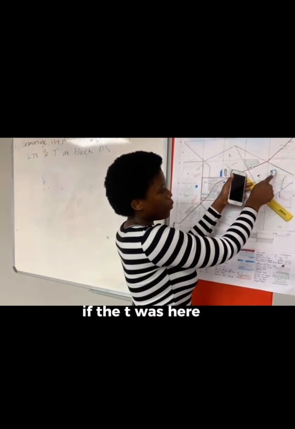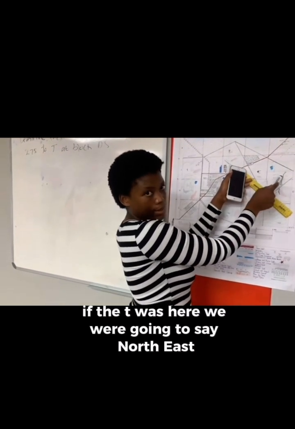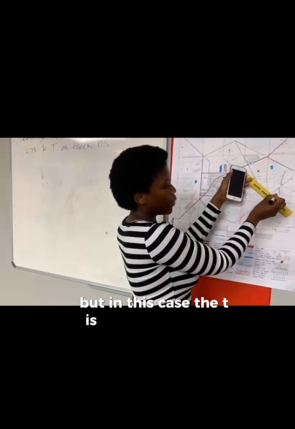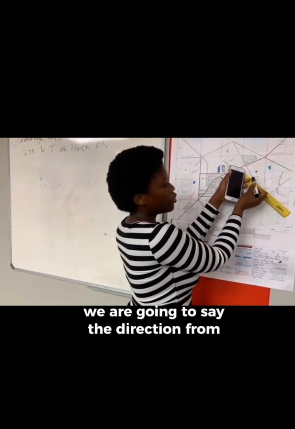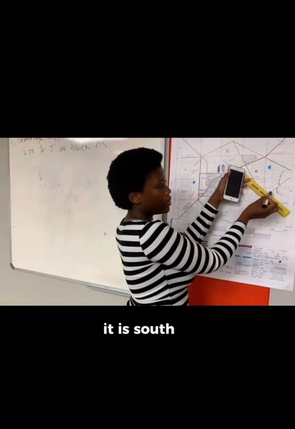If the T was here, we were going to say northeast. But in this case, the T is located between the east and the south. We are going to say the direction from the trig beacon to the T is southeast.